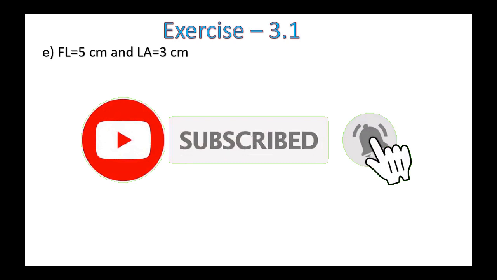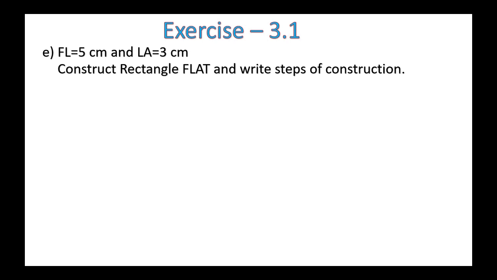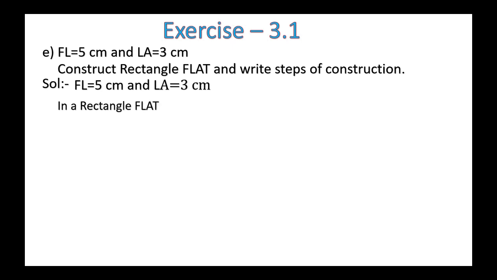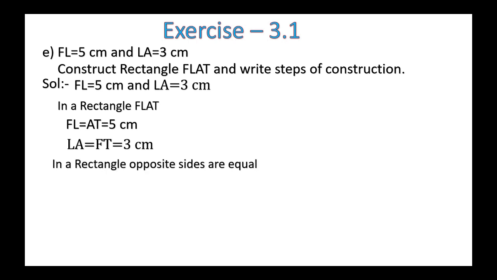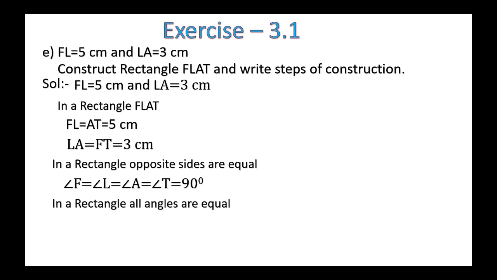Exercise 3.1, another problem E. FL is equal to 5 centimeters and LA is equal to 3 centimeters. Construct rectangle FLAT and write steps of construction. In a rectangle FLAT, FL is equal to AT is equal to 5 centimeters, LA is equal to FT is equal to 3 centimeters. In a rectangle, opposite sides are equal. Angle F is equal to angle L is equal to angle A is equal to angle T is equal to 90 degrees. In a rectangle, all angles are equal.